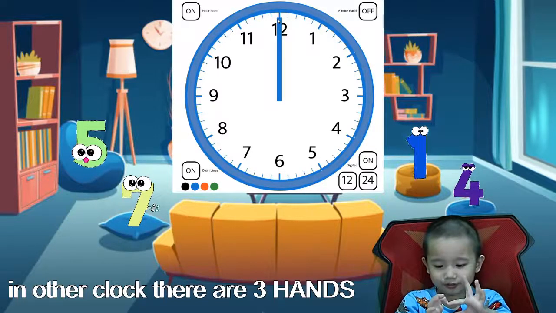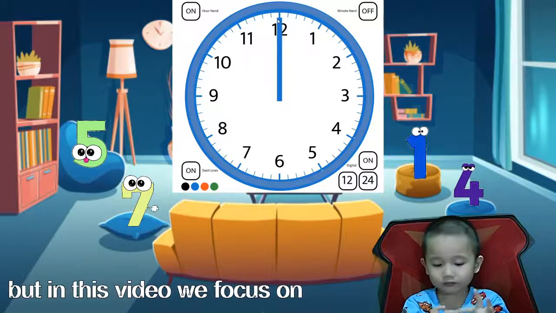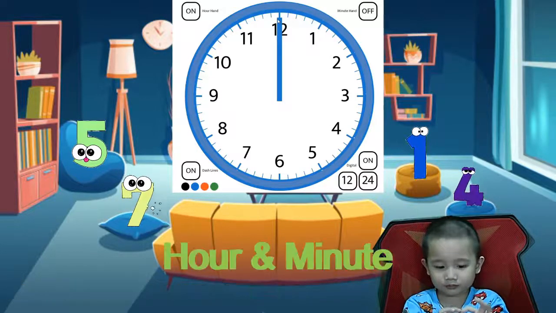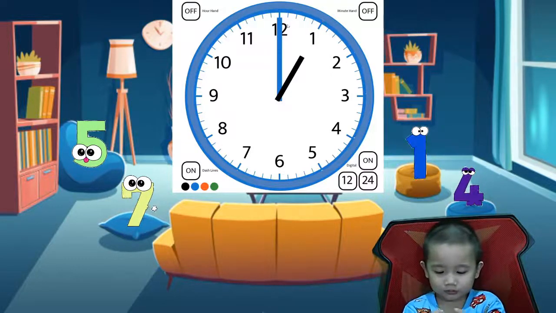In other clocks, there are three hands, the hand for the second. But in this video, we just focus on the hour hand and the minute hand. Let's start reading the time. Are you ready, TJ? Yeah.